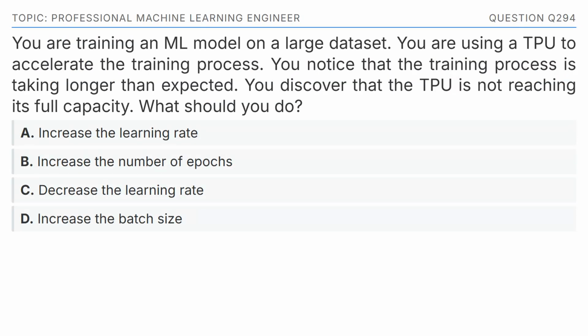You are training an ML model on a large dataset. You are using a TPU to accelerate the training process. You notice that the training process is taking longer than expected. You discover that the TPU is not reaching its full capacity. What should you do? The options are: option A, increase the learning rate. Option B, increase the number of epochs. Option C, decrease the learning rate. Option D, increase the batch size.